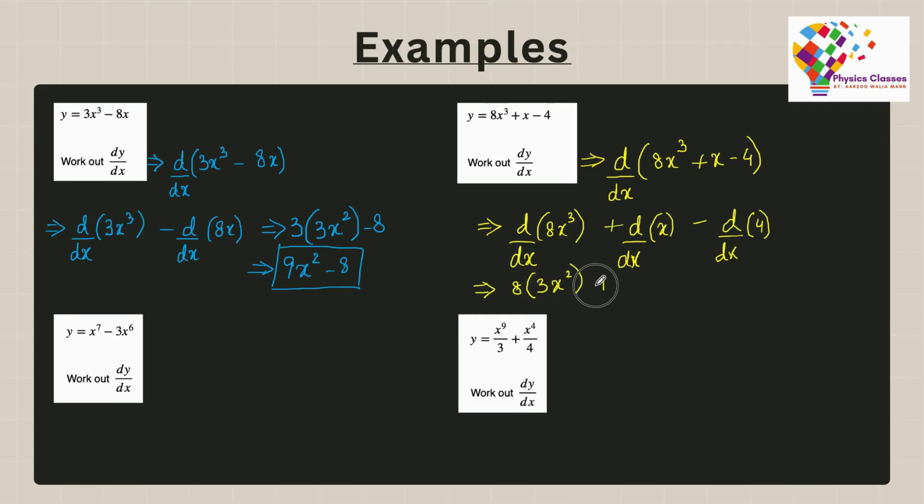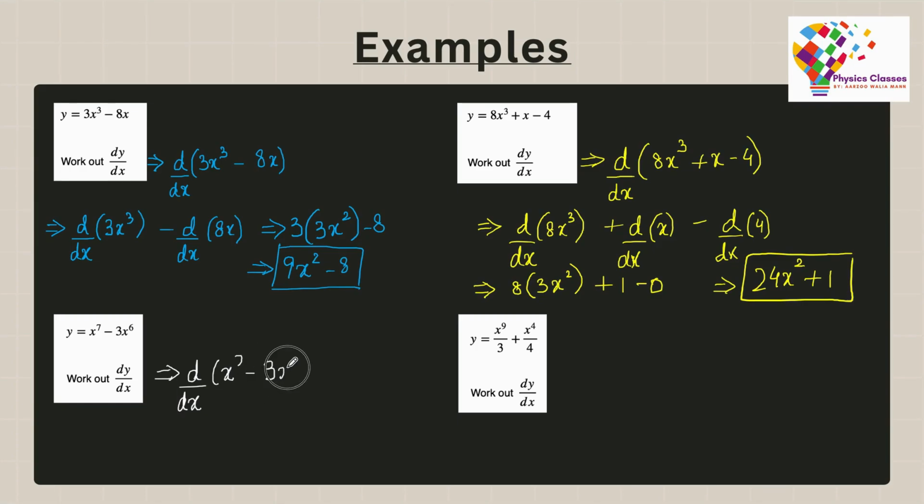Also, let us look at another situation below here. Y is equal to x to the power 7 minus 3x to the power 6. Now let's differentiate this. Again, to differentiate this, I will take the differentiation of x to the power 7 separately and 3x to the power 6 separately. So d by dx of x to the power 7 minus d by dx of 3x to the power 6.